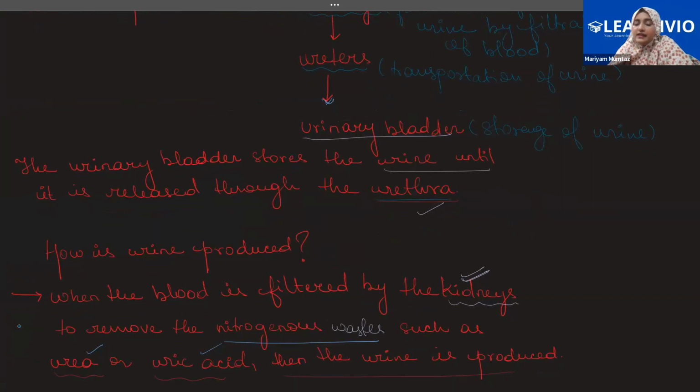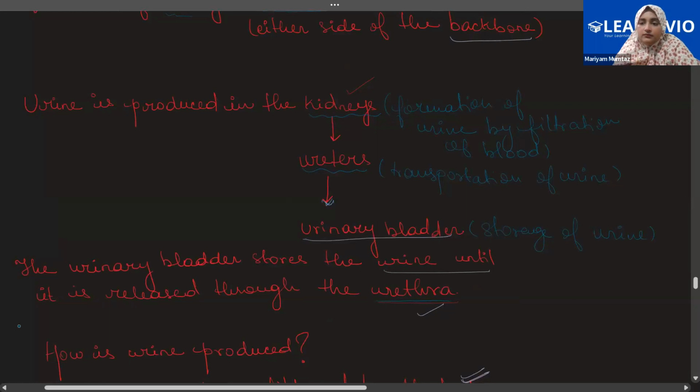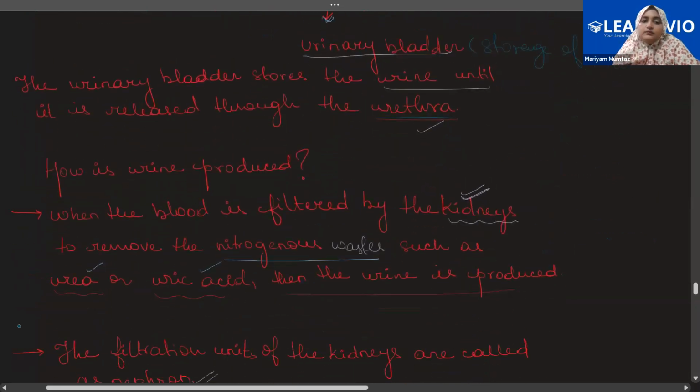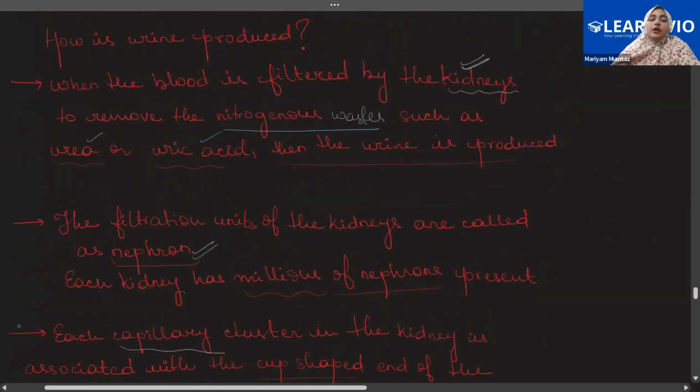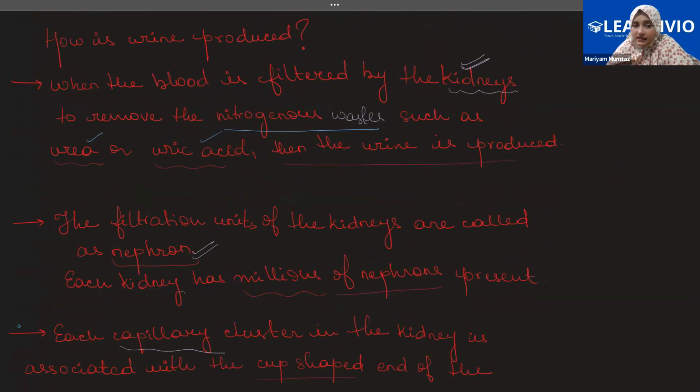The urethra is the external opening through which the urine is expelled out of the body. Any doubts up till now? Okay, now talking about how urine is produced. So the blood is filtered by the kidneys to remove the nitrogenous waste.